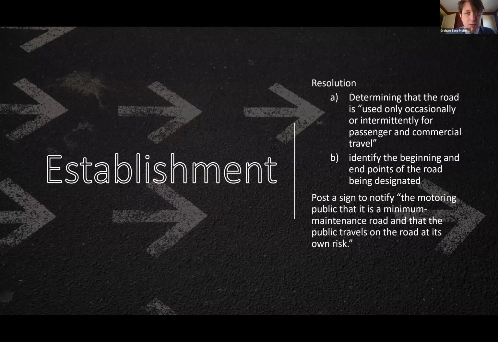Per the statute that we were just looking at, there are two major parts to getting one of these done correctly. We need to pass a resolution, and that resolution needs to contain certain things. So we need to have a determination that the road is used only occasionally or intermittently for passenger or commercial travel. And we need to identify the beginning and end points of the roads being designated. So our resolution needs to have both of those things. And we also need to post certain signage.